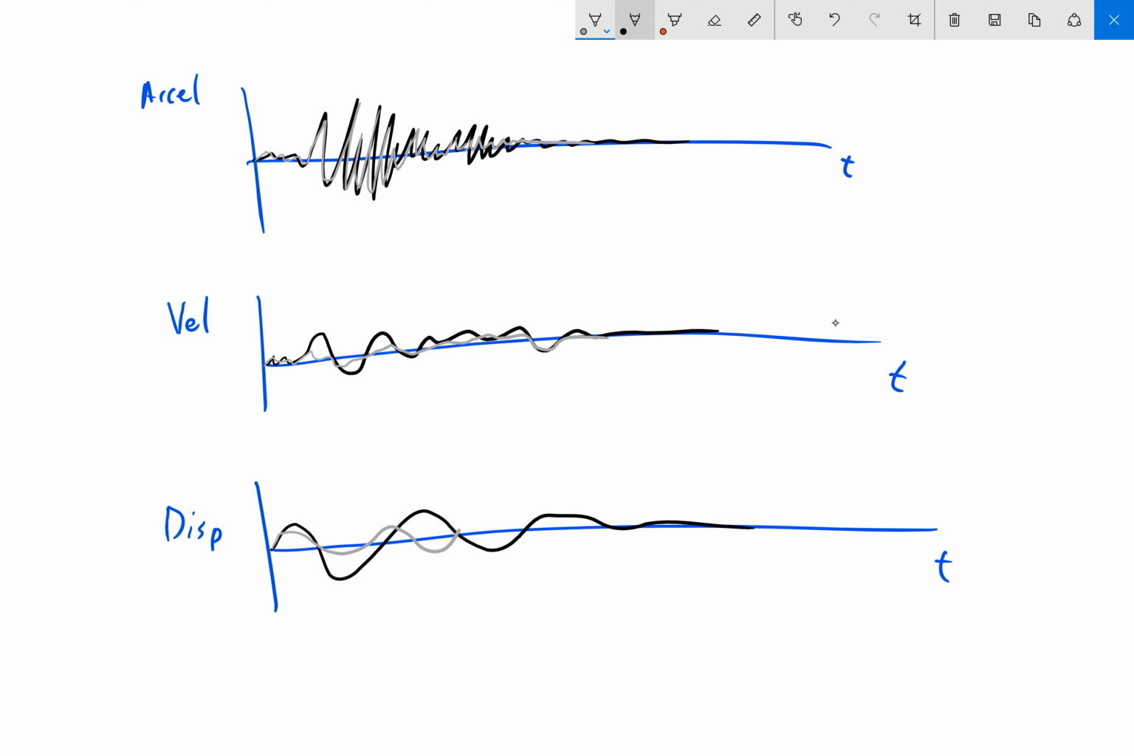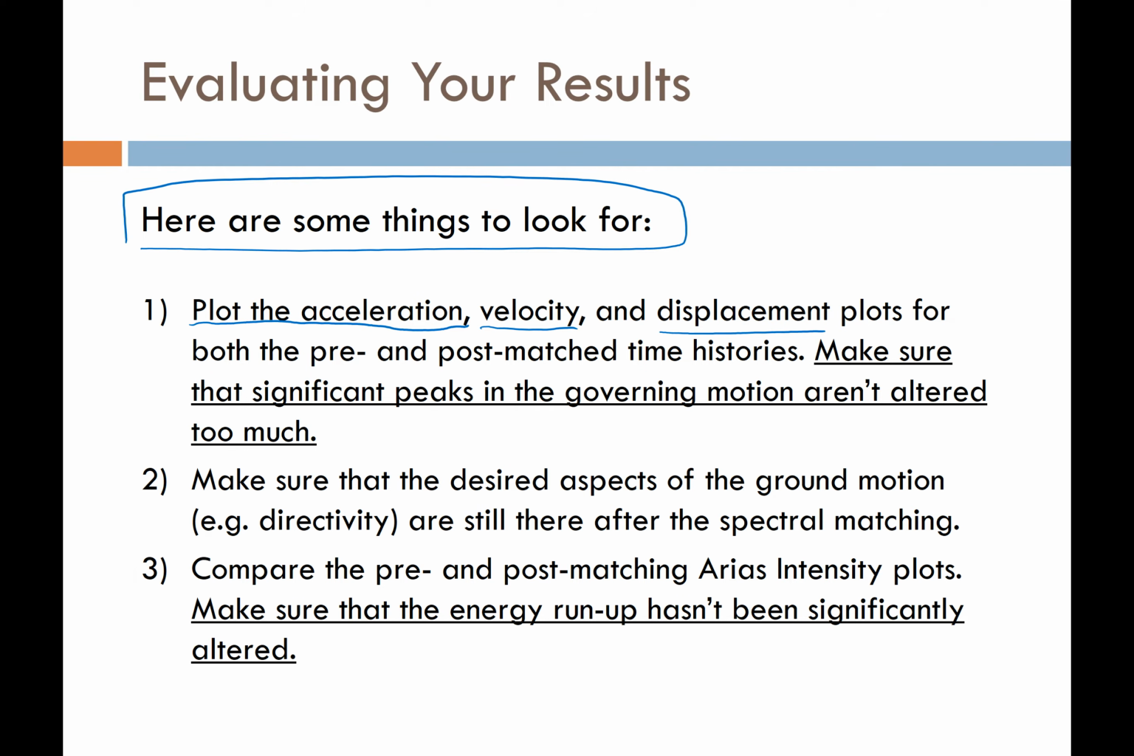Something that maybe looks like this. You want to plot the pre-matching and then the post-matching time histories on the same plot. That way you can see very clearly where there are deviations, for example, in how the spectral matching causes your time histories to change. What we're really looking for is to make sure that significant peaks in our time histories aren't drastically shifted or altered in a way that we've fundamentally changed the ground motion.